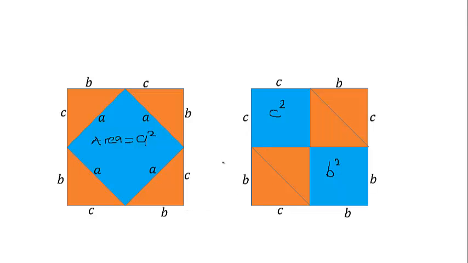So you can see that because the squares are identical, and the right angle triangles are also congruent or equal, therefore this area and this area will be equal to this area. In other words, the unshaded area over here, which is A squared, will be equal to the area of this one, which is B squared, plus C squared.